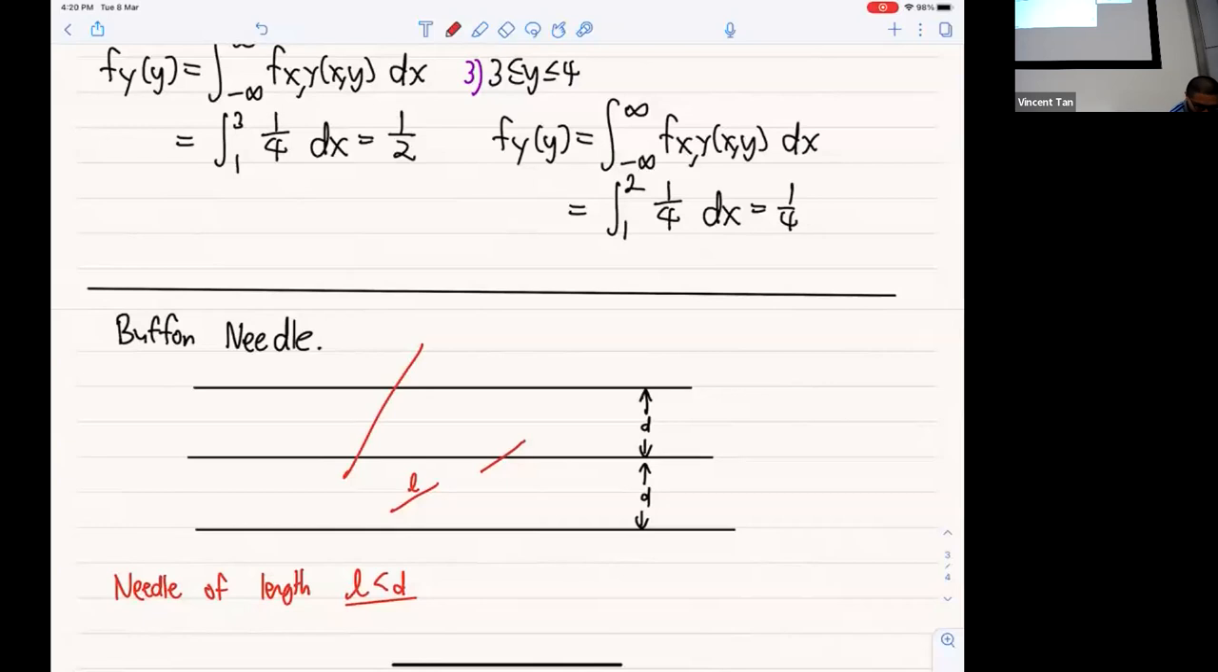So we want to try to understand in this problem what is the probability that if I throw a needle in any arbitrary way, it crosses a line?